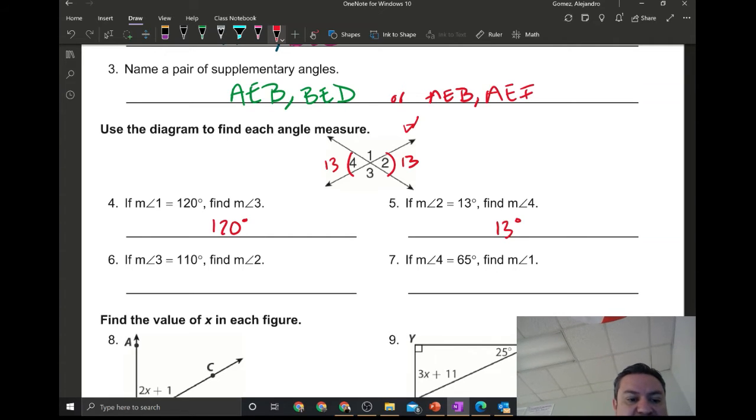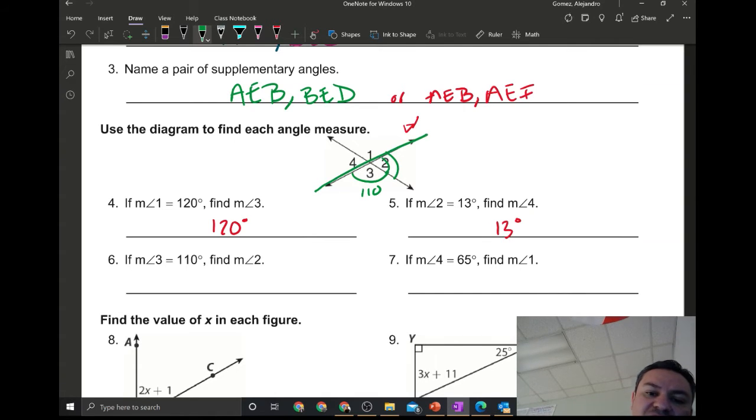Now it says number 6. If M3 is 110, what is M2? So M3 is 110. What is M2?